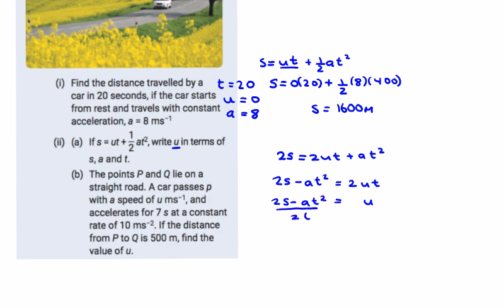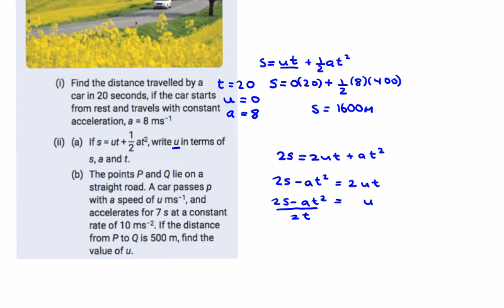And we want u in terms of S, A and t, so just simplifying, we want u on its own. So if we multiply by 2, we get 2s is equal to 2ut plus 8t squared. So 2s minus 8t squared is equal to 2ut. So to get u on its own, I need to divide by 2t. So 2s minus 8t squared over 2t.